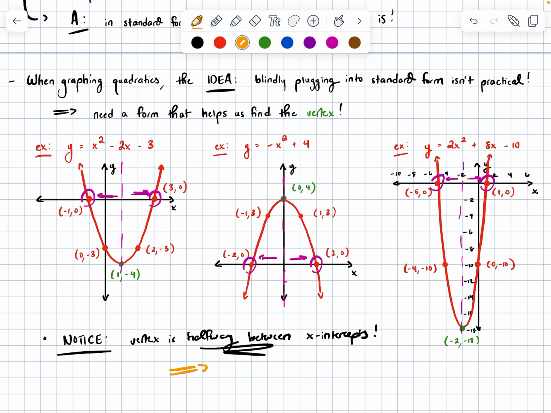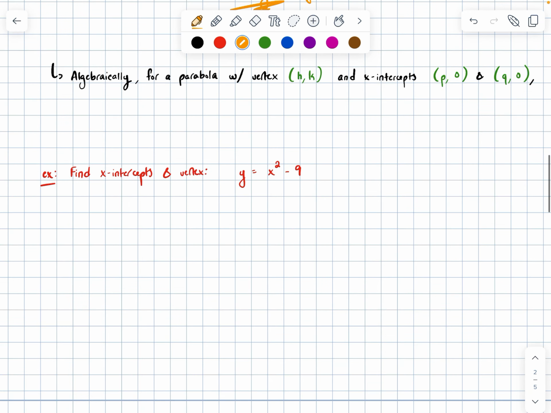Well, we've used this idea a couple of times in class before. If I want to find the midway point between two things, mathematically what I'm doing is finding the average of my two values. So if I can find the average of the x-intercepts, then I can find at least the x value here of my vertex. Cool. Let's write that down algebraically.